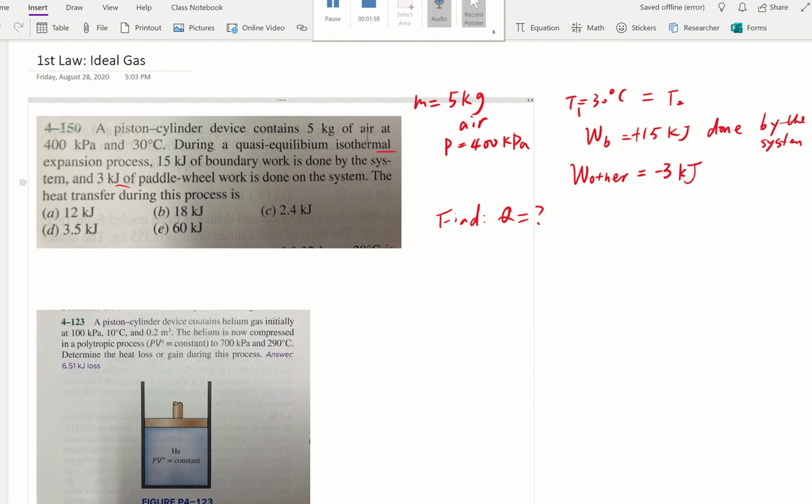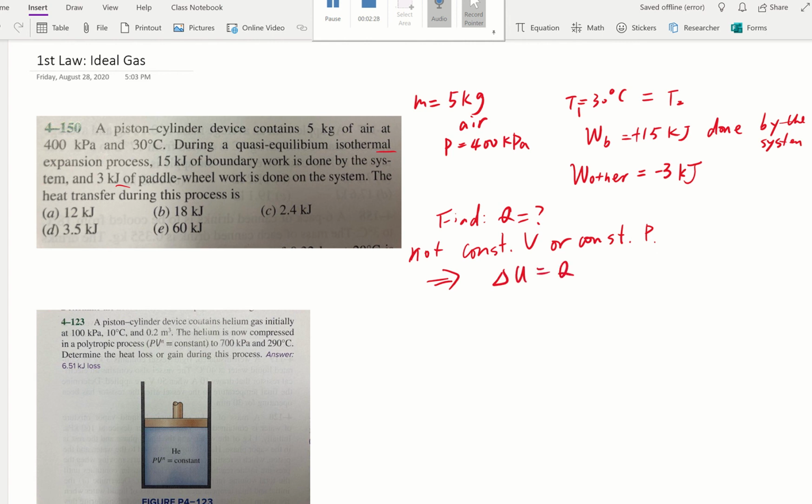Is this constant volume? If it's constant volume, we would use Q equal to delta U plus work others. It's not constant volume or constant pressure. So in that situation, we're going to resort to the most original equation for first law, delta U equal to Q minus W. Okay, so now let's go ahead and try to solve it.